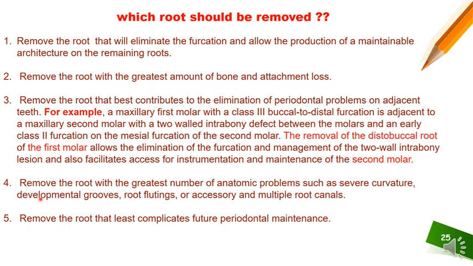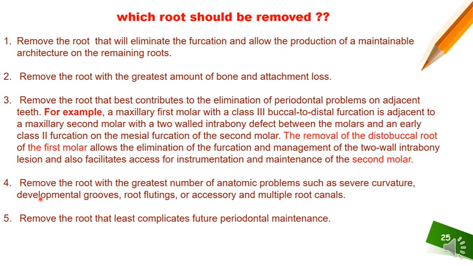Which root should we remove? When we select the root that we will remove, we don't do this, of course, roughly. We have rules to follow. First, we should remove the root that eliminates the furcation and maintains architecture for the remaining roots. Second, we should remove the root that is mostly affected, with the most amount of bone and attachment loss. Third, we should remove the root to maintain the adjacent affected tooth.